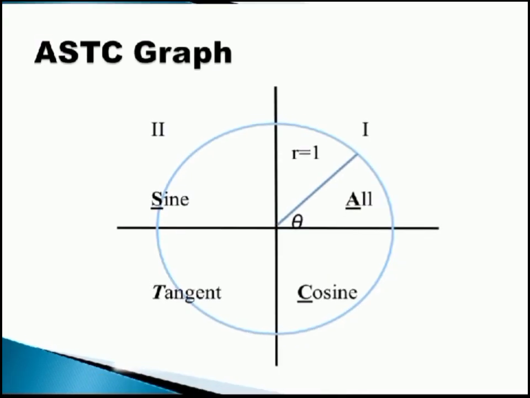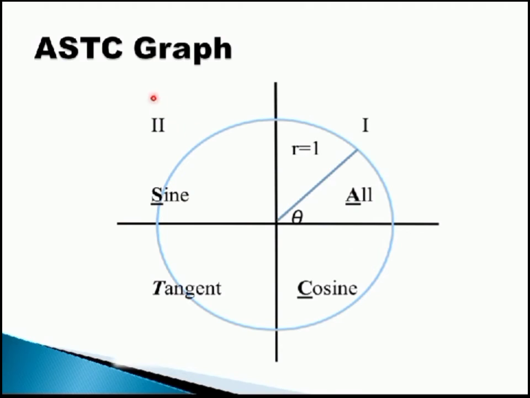Aside from the summary table that I have shown to you, the signs of the six trigonometric functions can also be summarized using the ASTC group. We just need to observe that the angle rotates from 0 degrees to 360 degrees. As you can see in the graph, quadrant 1 is all, the second quadrant is sine, the third quadrant is tangent, and the fourth quadrant is cosine.